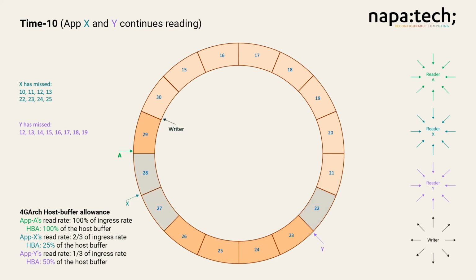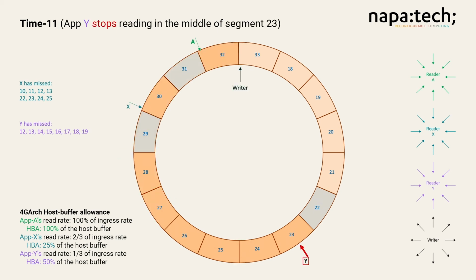The flow continues and the writer has now filled 3 more segments, starting on the 30th segment. Application A continues to follow along, whereas application Y has only reached segment 23 and application X is at segment 28, since it has managed to read 2 segments since the force drop performed at time 9. The writer has now filled 3 more segments, starting on the 33rd segment.